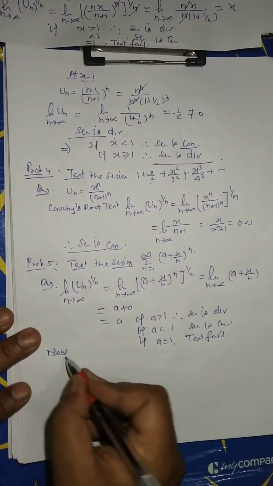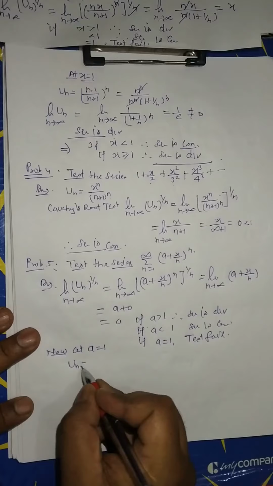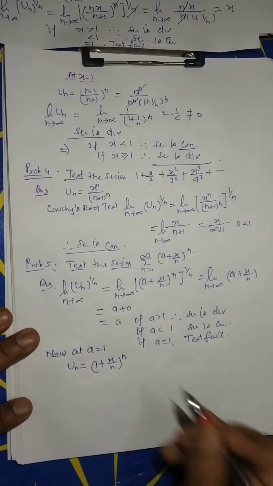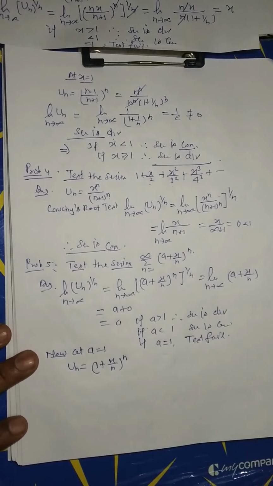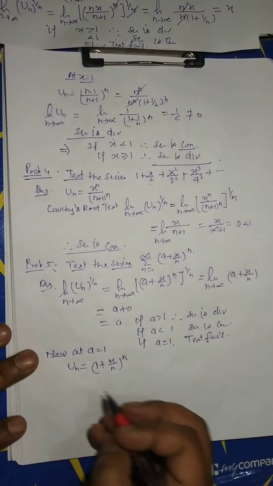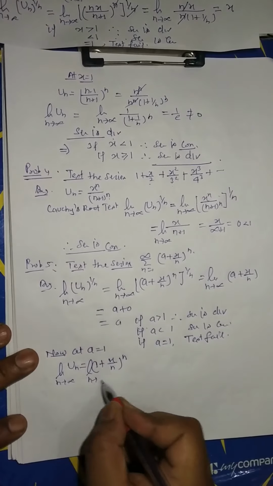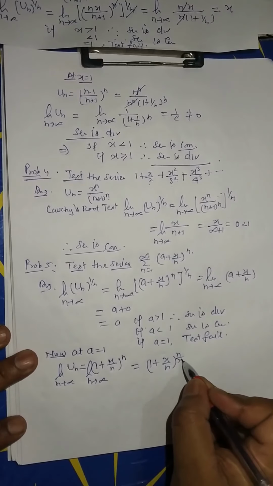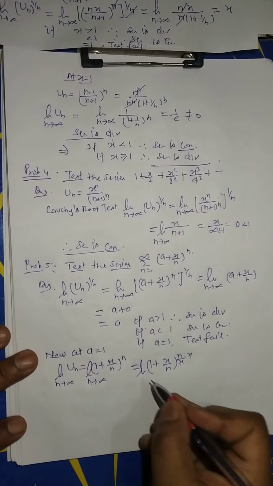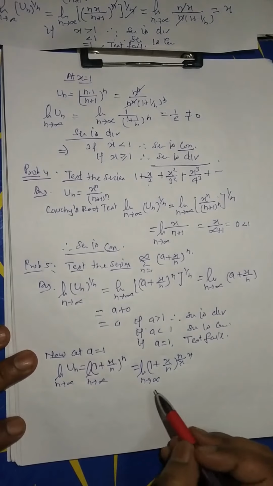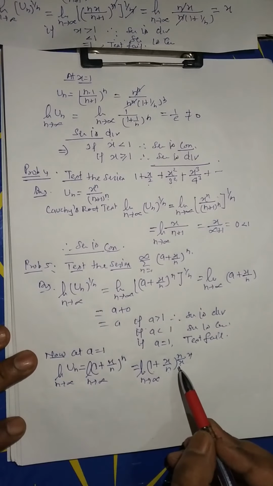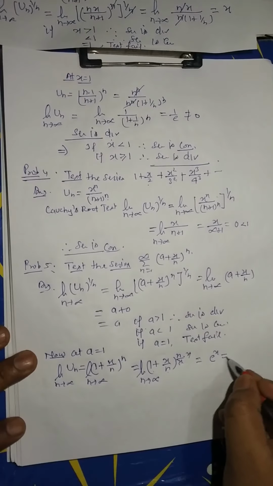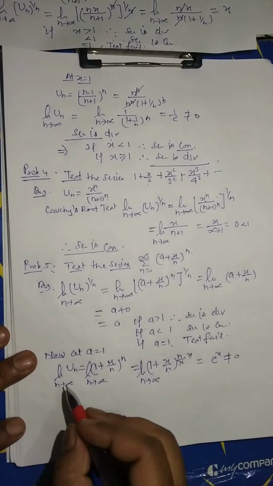Now, at a equal to 1, un equals (1 + x/n)^n. Now, using the first test, limit n tending to infinity, this is equal to (1 + x/n)^(n/x · x). By cancelling this, there is no effect of this. Limit n tending to infinity, the value of (1 + x/n)^(n/x) as n tends to infinity is e. This is equal to e^x, not equal to 0. Now, by the first test, the series is divergent.